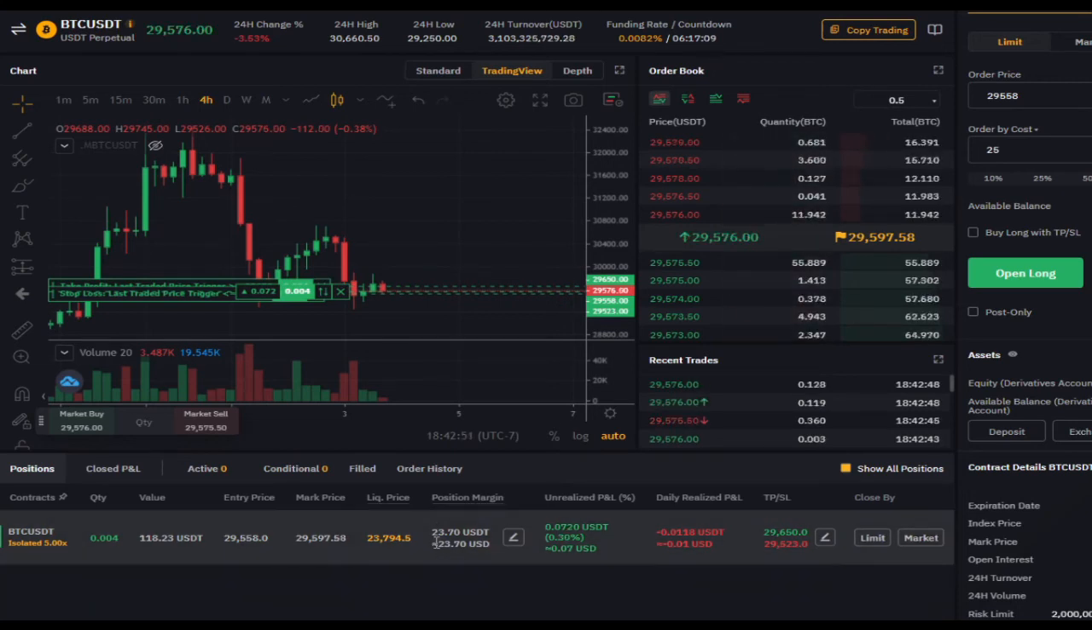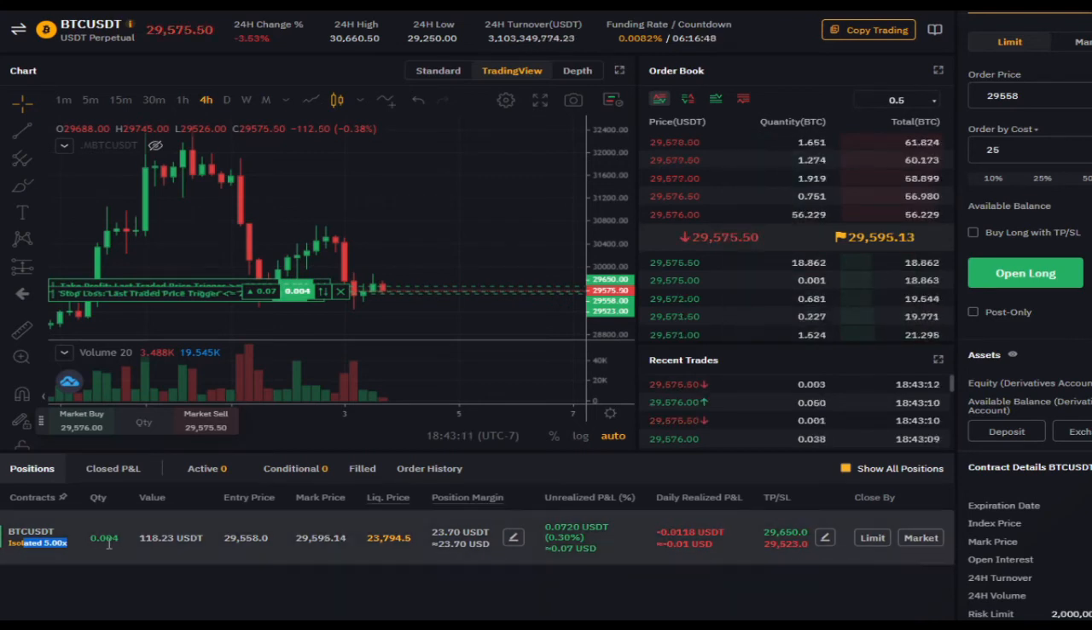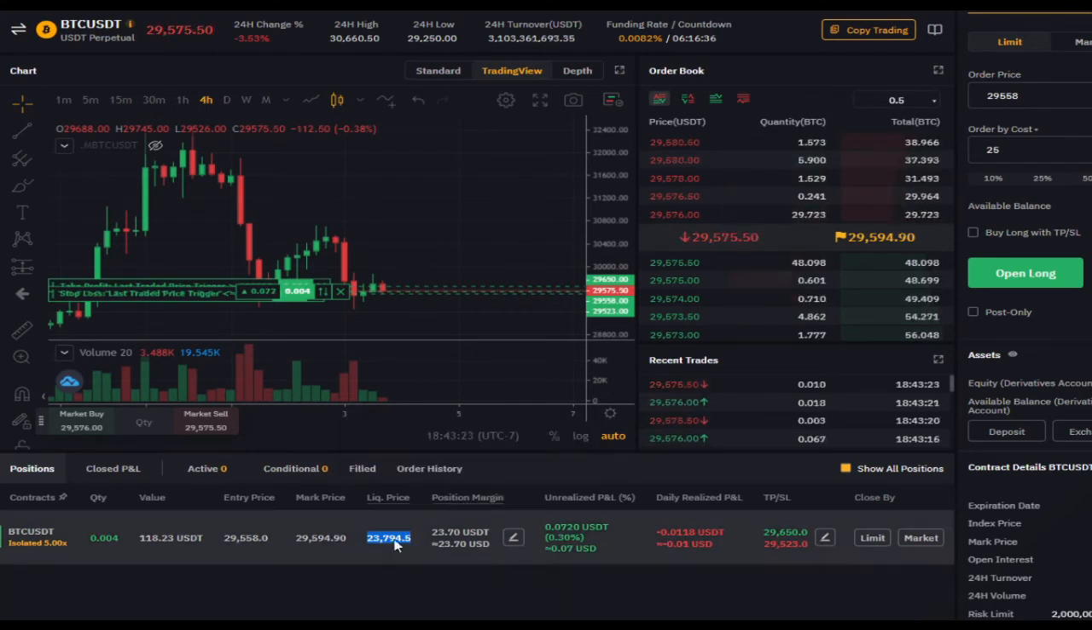So I've put in $23.70 of my $118.23. So I only put in 23 of that 118, and the rest of that is made up through my leverage here, my 5x leverage. So the way I can lower that leverage, and in doing so lower my liquidation price, is I can add position margin. When I add position margin, it'll lower my liquidation price.